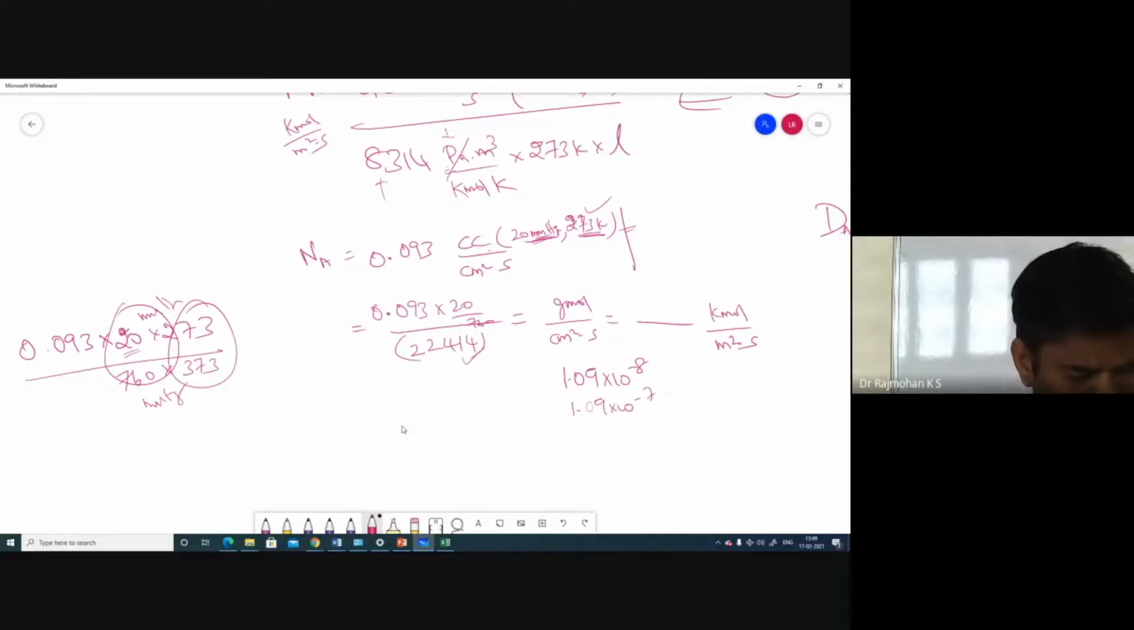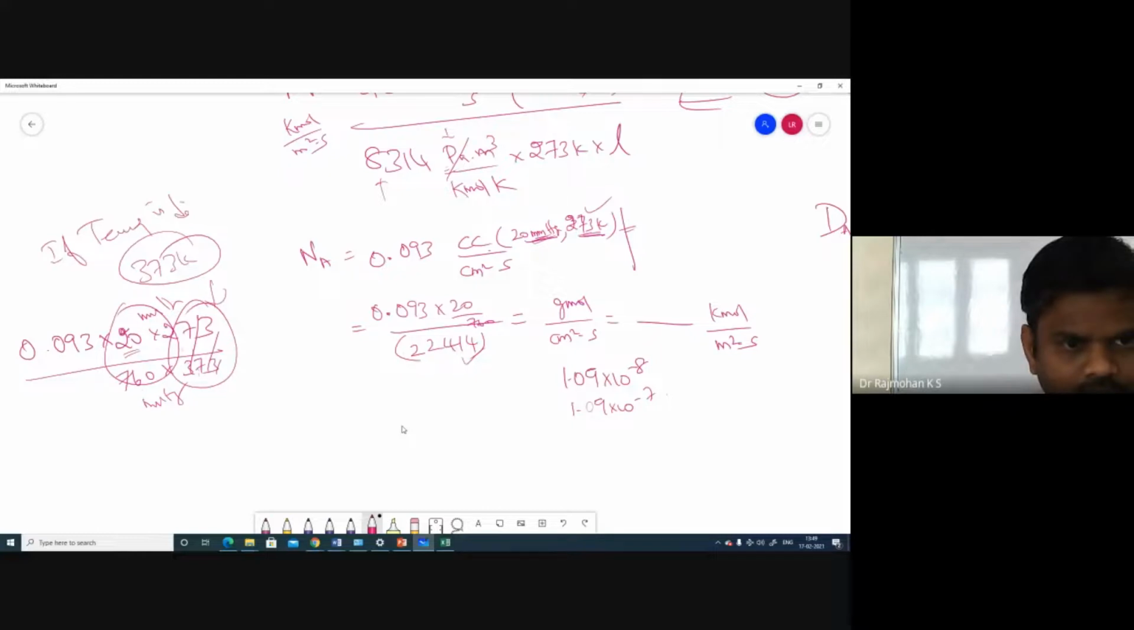Because it is a different temperature, I have a value for another temperature condition. Here our temperature is same. If the problem is given at 373 Kelvin, we can adjust the temperature also, if temperature is different. Here our temperature is same, so no need. So let us proceed with whatever value you got. This is also subject to verification.